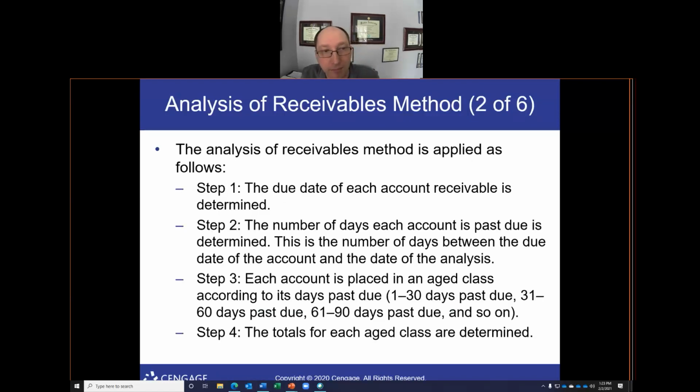We'll talk about it. The analysis of the receivables method applies to the following. Step one, we look at the due date of each account receivable. Step two, we look at the number of days each account is past due. Step three, we place each account into what we call an aging report. I'll show you what that looks like. In step four, we total up each age class in the aging report.